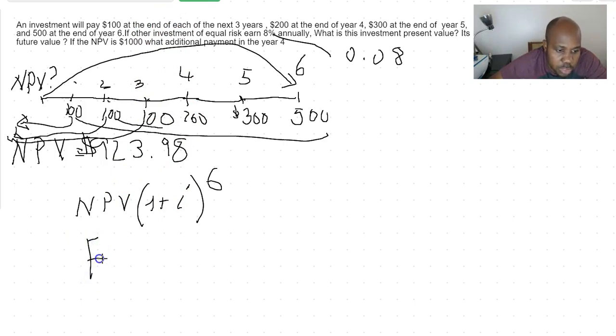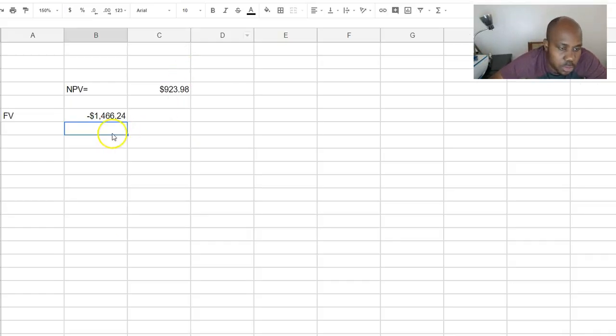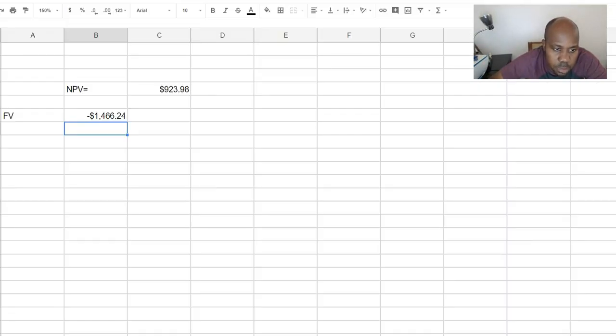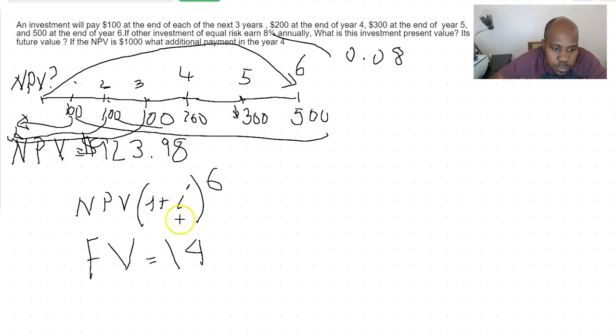Now, I got my future value. Remember, as you can see, the future value is generally a different sign than the net present value. My future value is 1,466.24. There it is. I got my future value.